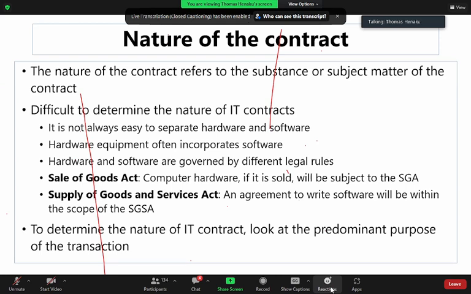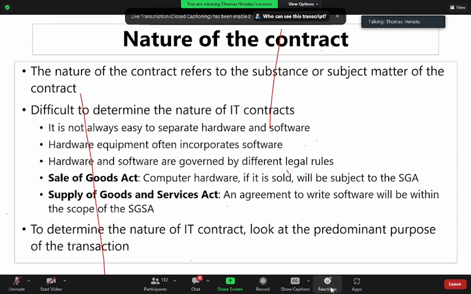Okay, so the nature of a contract refers to the substance or subject matter of the contract. The substance of the definition of a contract is that by mutual agreement or assent, the parties create enforceable duties or obligations that are legally binding. That is the substance of the definition of a contract: that there is a mutual agreement that we are creating obligations and duties that will be bound by law. That substance becomes the nature of the contract.